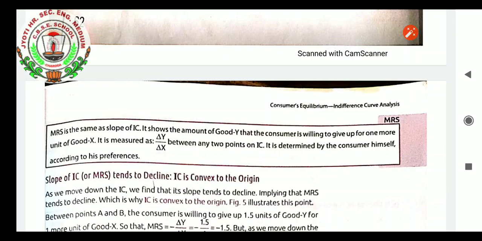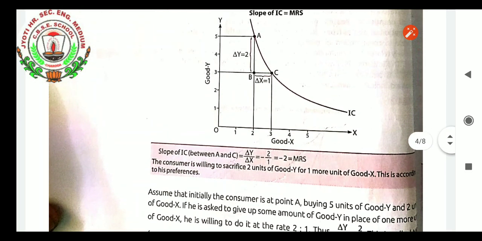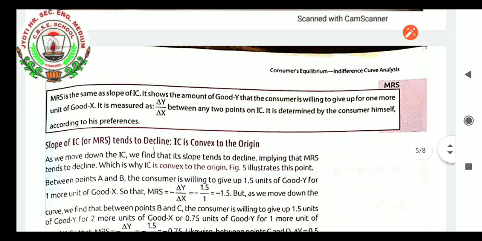This can be known as we move more and more down the IC: we find that its slope tends to decline. Definitely it is declining. You can see this position. I will be showing you what is declining. Going forward, it keeps declining and declining. That is, the MRS is declining much more.